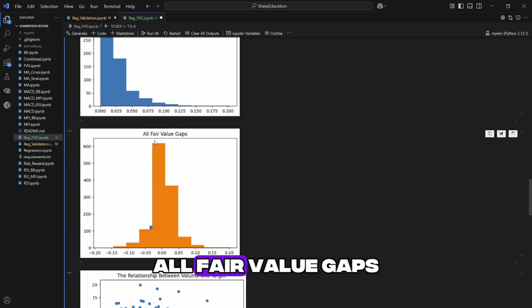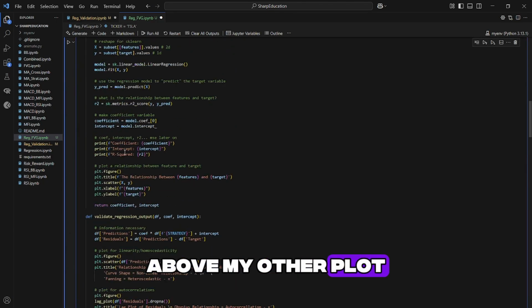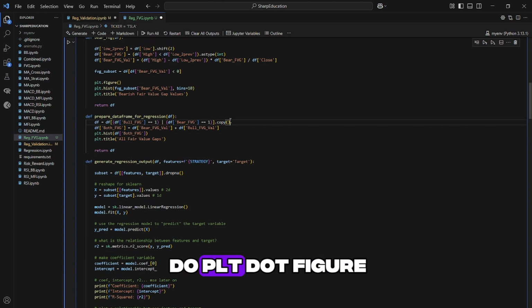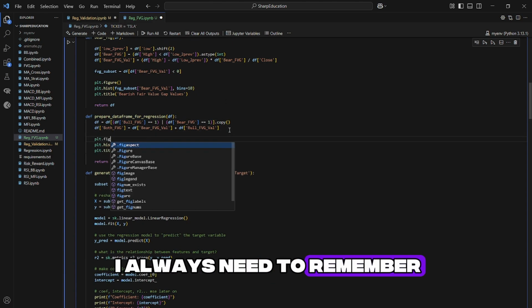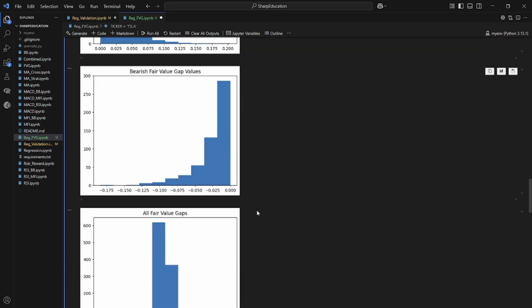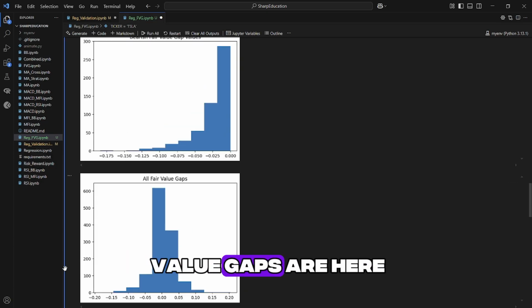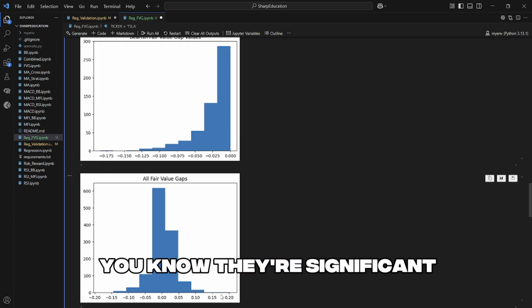Awesome. So all fair value gaps is for some reason above my other plot because I did not do plt.figure, which is an annoying notation that I always need to remember. Figure. Run the whole thing. Nice. So all fair value gaps are here. Most of them are really small, but some of them, you know, they're significant.